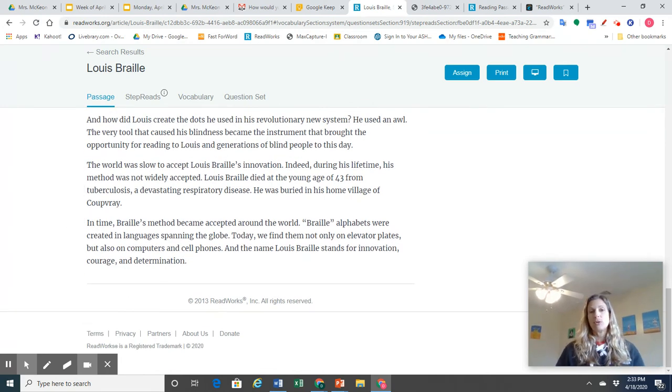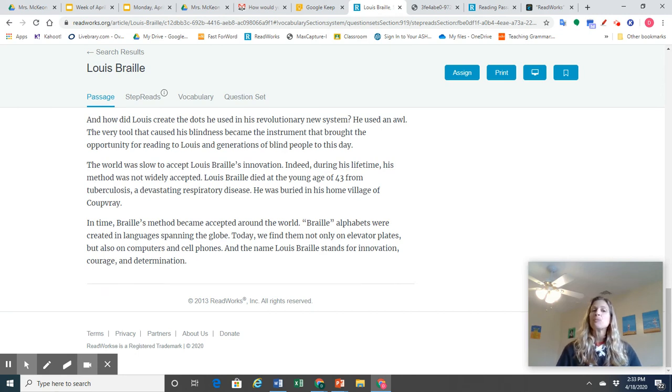The world was slow to accept Louis Braille's innovation. Indeed, during his lifetime, his method was not widely accepted. Louis Braille died at the young age of 43 from tuberculosis, a devastating respiratory disease. That's respiratory, in your lungs. He was buried in his home village of Coupvray.